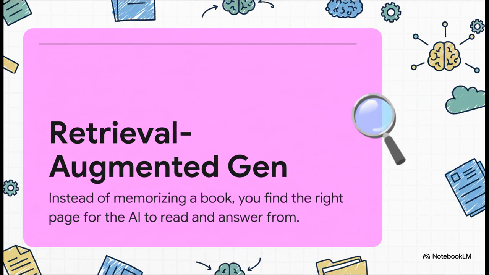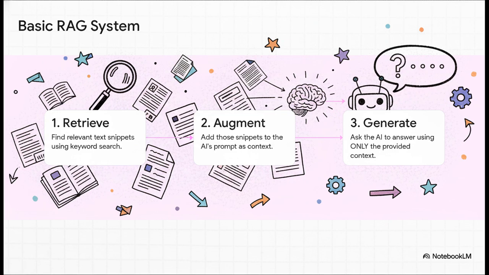Instead, when you ask a question, our system first acts like a super-fast librarian. It zips through all your documents, finds the single most relevant page or paragraph, and then hands just that little piece to the AI to read. So here's how it works, broken down into 3 simple steps. First, we retrieve. Our system does a quick keyword search across all our files to find little snippets that seem to match our question. Second, we augment. We take those snippets we found and we literally stuff them into the AI's prompt as context. And third, we generate. We ask the AI our question, but, and this is the most important part, we tell it to answer based only on the context we just provided.